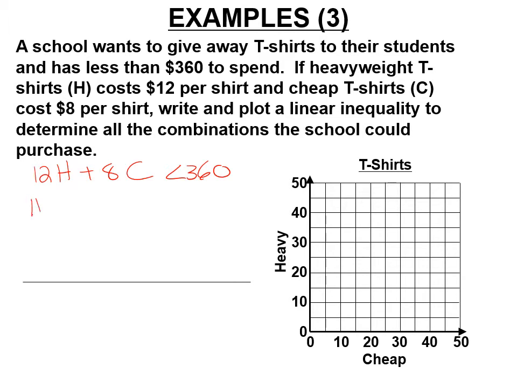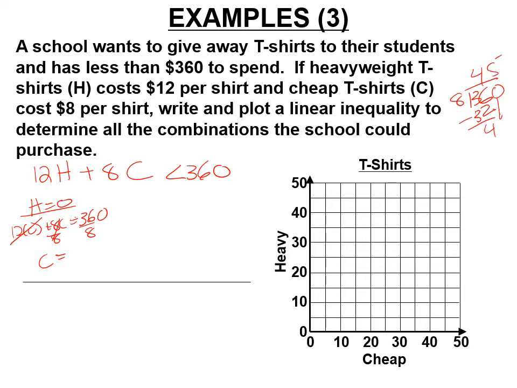So once again, we're going to find the intercept. So if H equals 0, you get 12 times 0 plus 8C equals 360. Divide both sides by, ooh, this does not come out nicely. All right, so C, okay, 8 goes into 36, 4 times 8 is 32, and so bring down the 0. Oh, it does go in this, 45, sorry. And so C equals 45. So C is on the bottom, 45, 0 is right there. That's one of our intercepts.